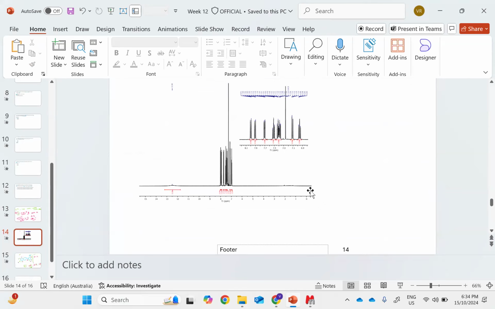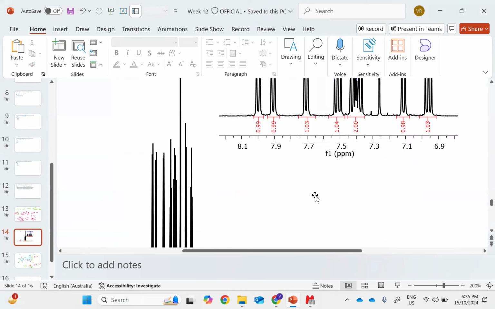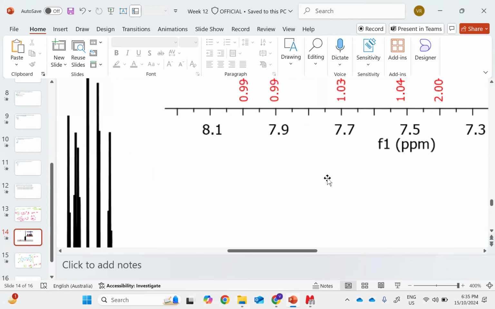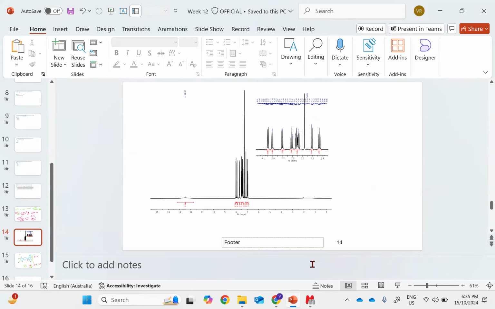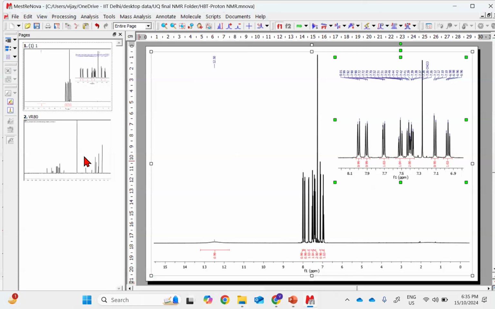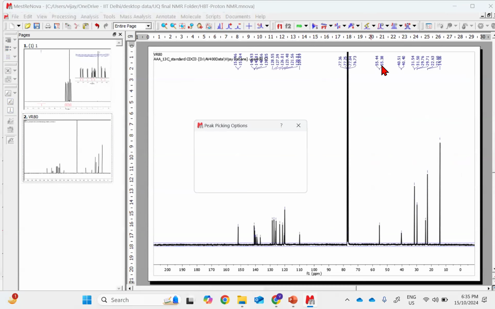If you look at this spectra, the quality is also good. If you zoom to whatever amount, you can see the resolution doesn't go down. So this is how you can process the 1H NMR spectra, and similarly for the 13C also. In the 13C, you don't need to do anything. You can directly do the peak picking. In peak picking, there will be an option.